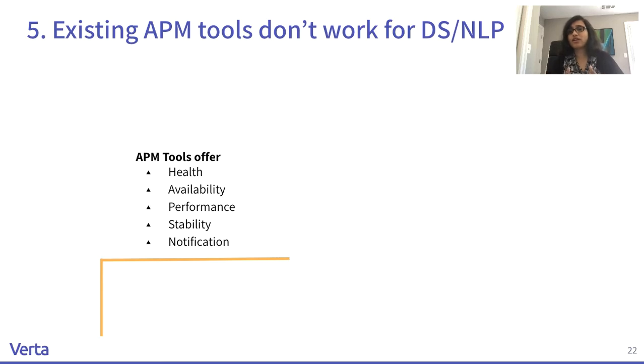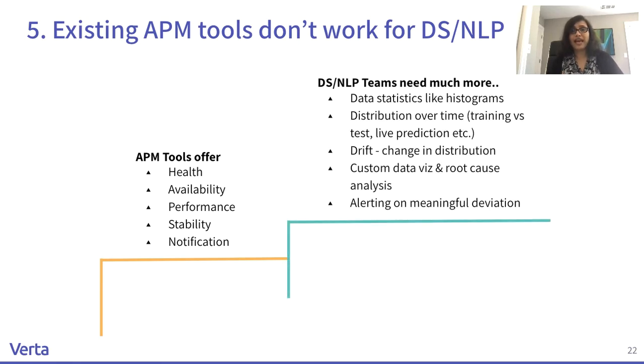Great tools, but they're not geared towards data science or NLP. APM tools really offer information like health and response time. They generate alerts. Let's say if response time of your inference service dips, the tool will alert you. But the question is, is that sufficient for NLP models and data science teams? Unfortunately not. You need access to a variety of statistics, from histograms, distributions, drifts. You need custom data visualizations, like confusion matrices or word embeddings as examples, and then get alerted on meaningful deviations.